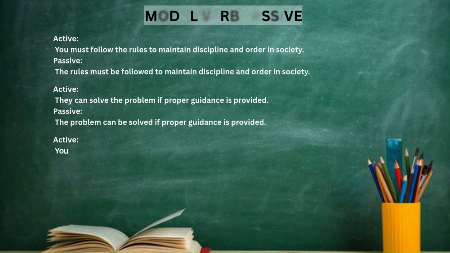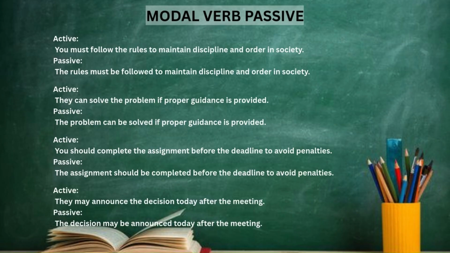Now we move to modal verb passive. Example number 1. In active, you must follow the rule to maintain discipline and order in society. Pause and convert. In passive, the rule must be followed to maintain discipline and order in society.